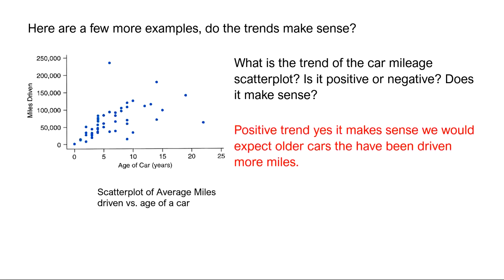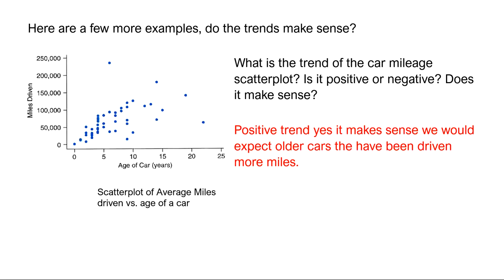So as we look at it, yes, it's a positive trend. We see that the data is generally increasing from the left to the right. We would expect that. It makes sense because as cars get older, we're expecting the data to have more data.